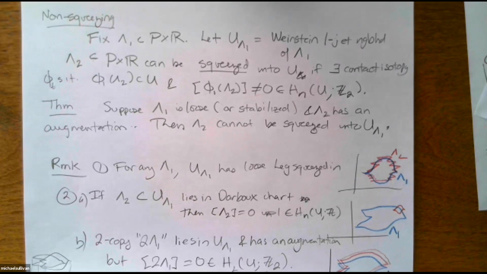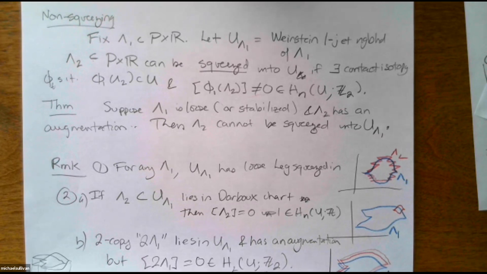But I guess the relevance here is that instead of lambda 1 being loose, you can say the same thing where lambda 1 has trivial DGA. But just to understand, you said it's at the wrapped Fukaya category level, but not a map on DGA. So how do you get a conclusion for the DGA?